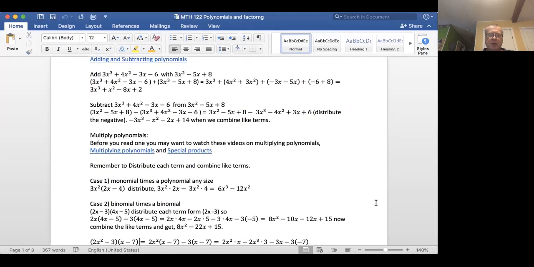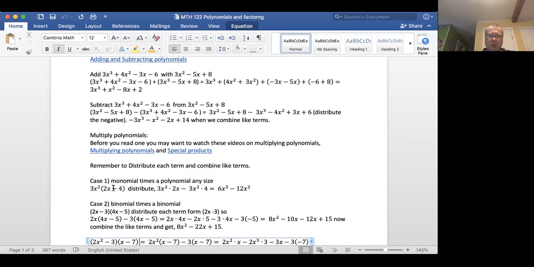Multiplying polynomials, again, we have a couple links here, but also I want you to think about multiplying polynomials as distributing. You can talk about FOIL all you want and all that good stuff, but distributing is really what multiplying polynomials is about. And so we distribute.